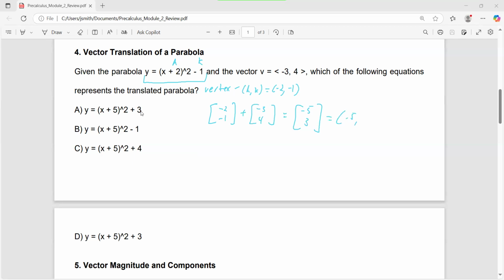The only thing you have to do, make sure you plug it in correctly. Since h is opposite, this -5 would become a what? +5. So that would mean all of those are all correct. And then this 3, what happens to the 3? It stays the same. So it'd be +3.